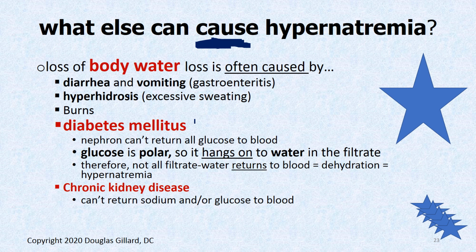Diabetes mellitus, how can that cause hypernatremia? Do you guys know that one? Well, another problem with sugar, not only does the excess sugar mess up aquaporins too, but if you have so much sugar, it can start to dump into Bowman's capsule, and it can't be taken back up. And because glucose is a very polar molecule, it can hang on to water. You can get glucose in water in the filtrate itself.